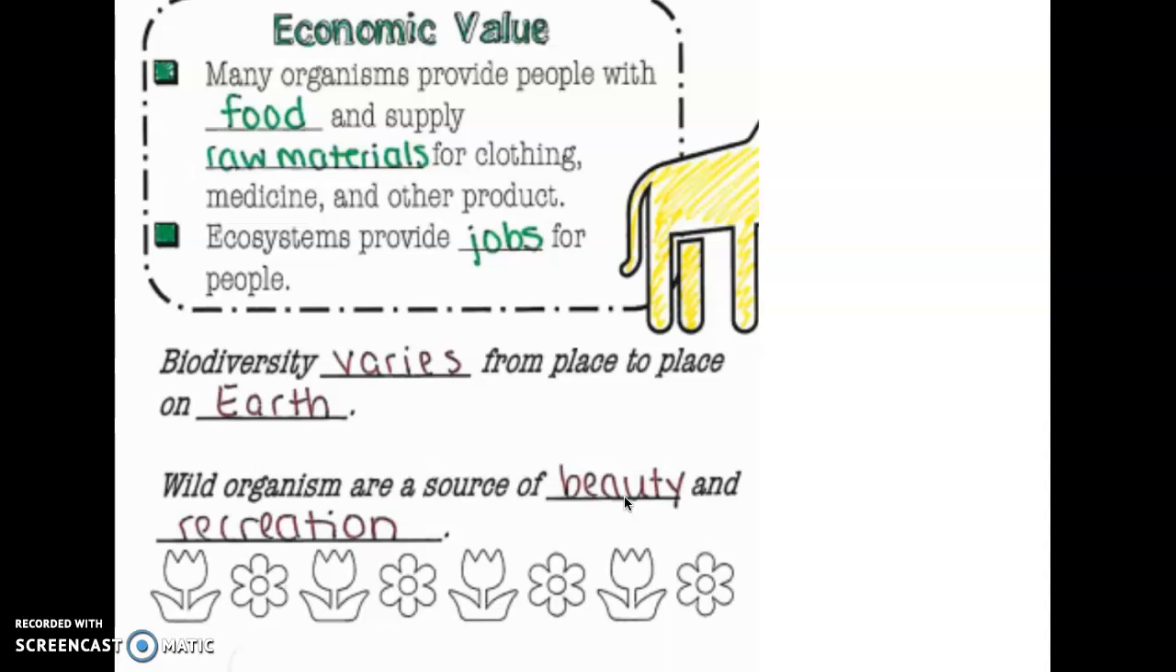Biodiversity varies from place to place on Earth. We know that we live in a pretty biodiverse area, actually. If we move kind of westerly in the state, it becomes less and less diverse, and then as we move up north as well. Wild organisms are a source of beauty and recreation. We like to look at them. We like to see them.